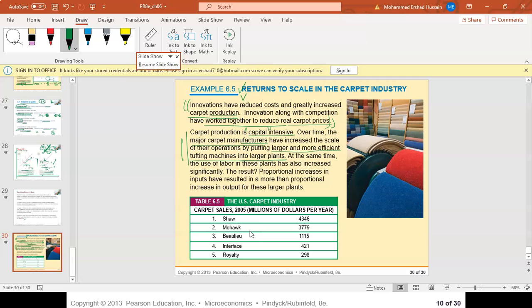At the same time, the use of labor in these plants has also increased significantly. The result: proportional increases in input have resulted in more than proportional increases in output for these larger plants. So this is increasing returns to scale, as we see in the carpet industry.